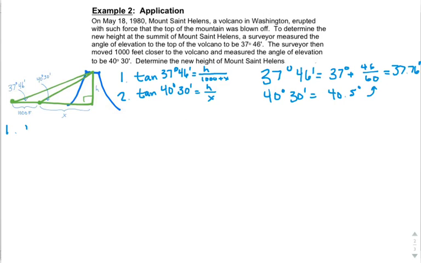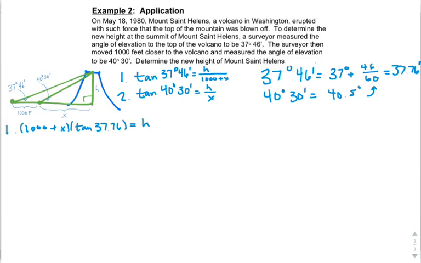So we're going to have 1,000 plus x times tangent of 37.76. That's going to be equal to h. Okay, awesome. That was easy.